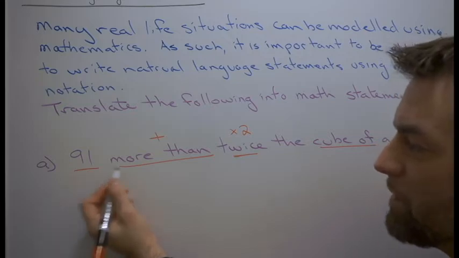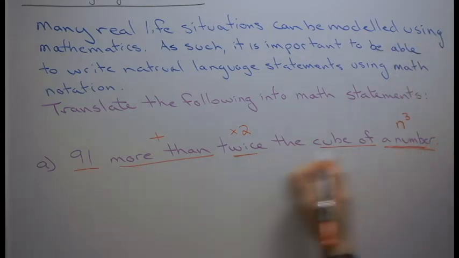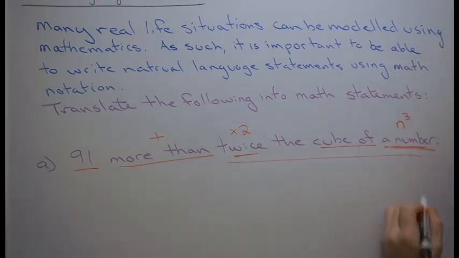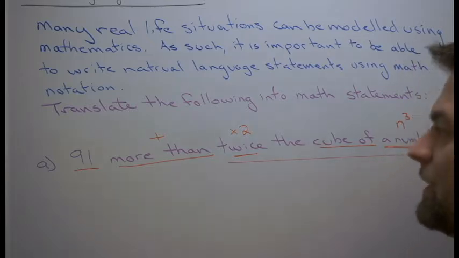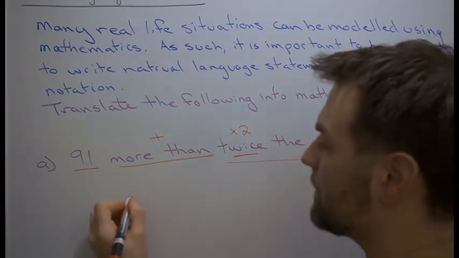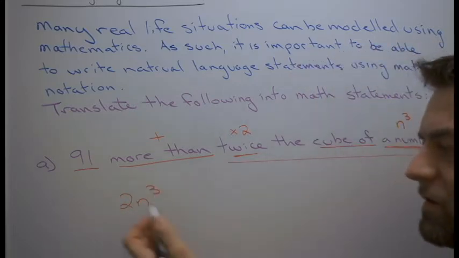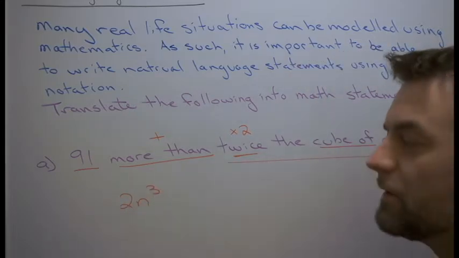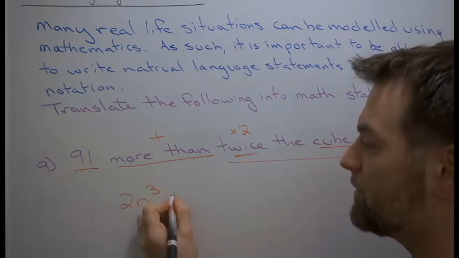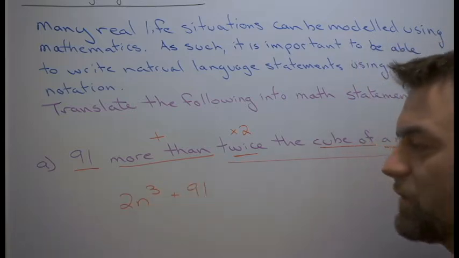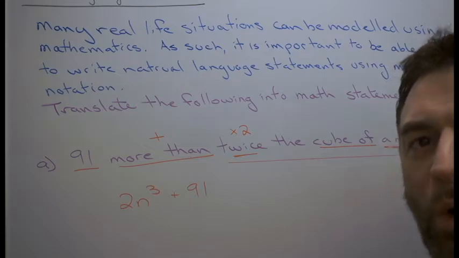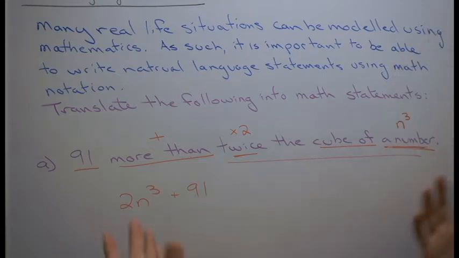So 91 more than twice the cube of a number. Well, let's take a look at this part now. Twice the cube of a number is 2n cubed. Twice the cube of a number, 2 times n cubed. And 91 more than that would be plus 91. So there we have 91 more than twice the cube of a number.